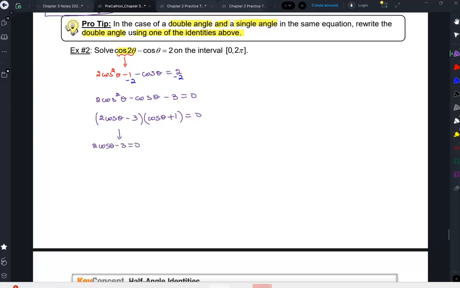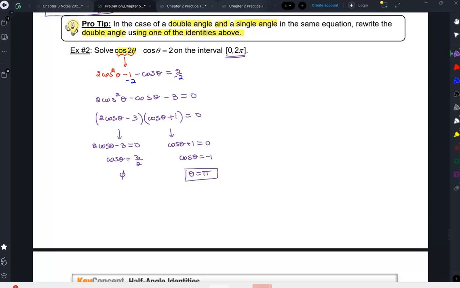So all of a sudden, this is like section 3. Cosine theta is equal to 3 over 2. And what do you think? No solution, right? Be bold, it's fine. And this one, cosine theta plus 1 equals 0, so cosine theta equals negative 1, which is pi. Because it's only over the interval 0 to 2 pi, this is my only answer.